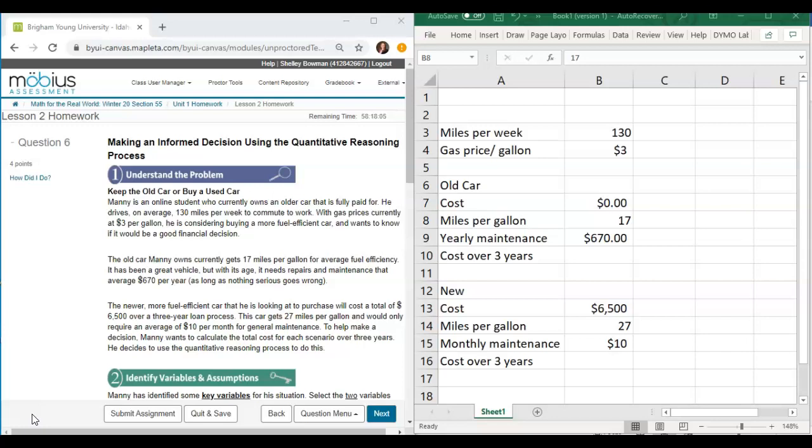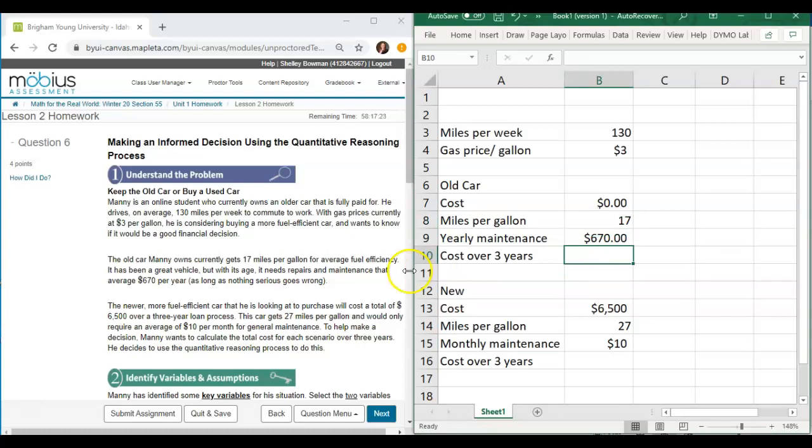The first thing I've done is I've given myself a spreadsheet and I've just gleaned all of the information over here on the right. I know that it told me miles per week was 130. The gas price per gallon was $3. Then I have how much for his old car and how much for his new car. The old car costs $0 because he owns this. It says it's fully paid for. Then miles per gallon, it gets 17 miles per gallon. Yearly maintenance was $670 every year, and we're going to find the cost over 3 years is what he's looking towards.